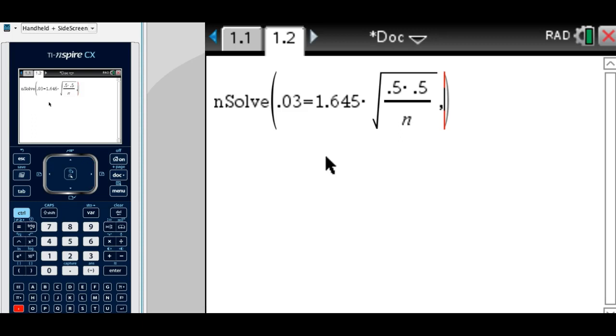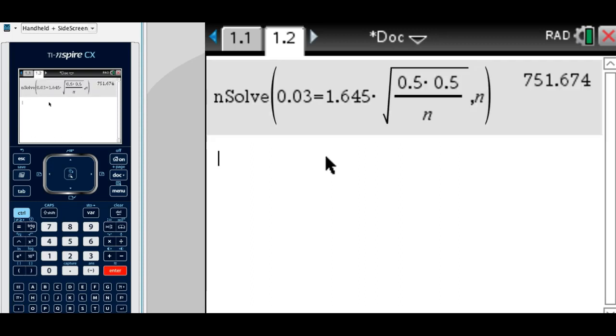Then you're going to use the comma. You have to tell the calculator what variable it's using. So I'm going to use n. I'm going to close my parentheses, enter, and I get 751.674. Now, what you want to keep in mind is you don't want a fraction of a person. So when we go to take our sample for this, we're going to round it up to 752. So we're always going to want to round up here.